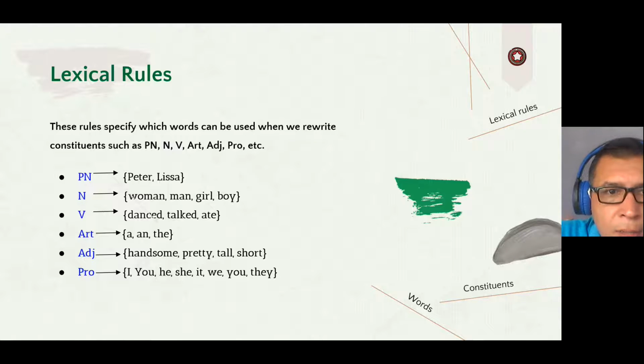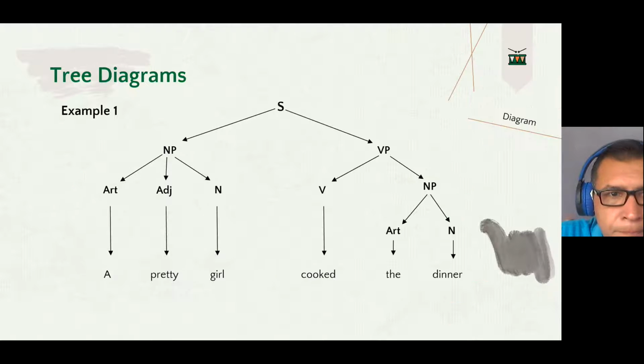It can be an article: a, an, the. We have only these three articles. It can be an adjective: handsome, pretty, tall, short, any adjective, or a pronoun. In this case, I, you, he, she, we, you, they. So it means that we are going to use exactly the right word according to the lexical function in the sentence in order to create a complete and meaningful idea.